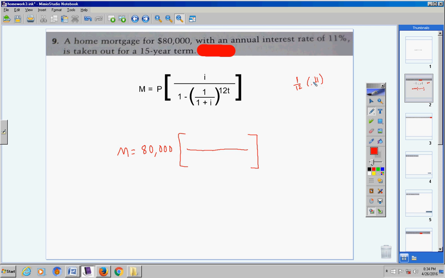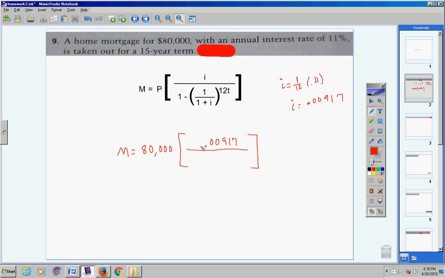Let me grab my calculator real quick. 1/12 times 0.11 is 0.0091666666, repeating. So I'm actually going to take this out to 5 decimal places: 0.00917. That's what I equals. So let's put that right here for I.